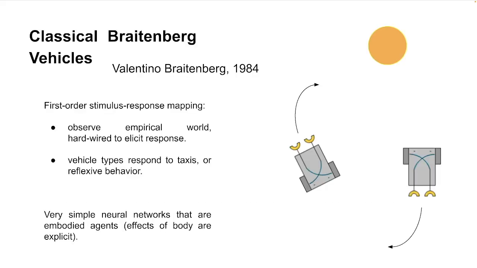So these are an example of classical Braitenberg vehicles. Again, we have this first order stimulus response mapping. The Braitenberg vehicles approach is very much the cybernetic approach, where we have very simple neural networks that are embodied agents, but the effects of the embodiment are explicit. So we have this cybernetic view, but we also have the suggestion that phylogeny may have to play a role ultimately in developing this Braitenberg vehicle approach.